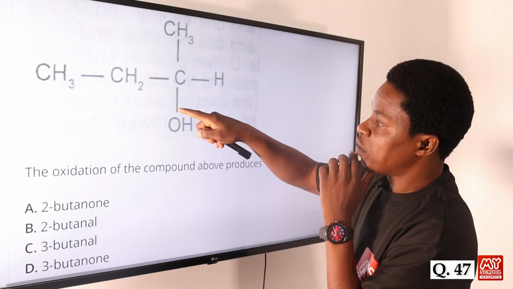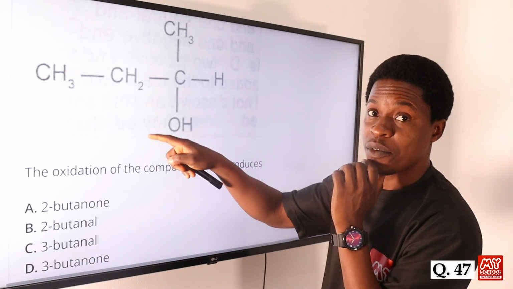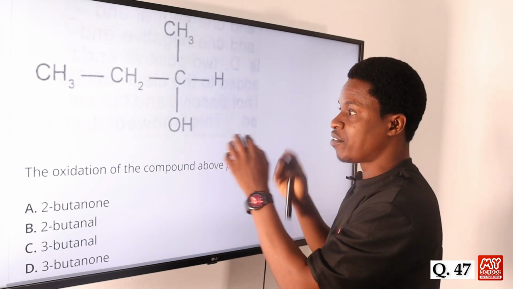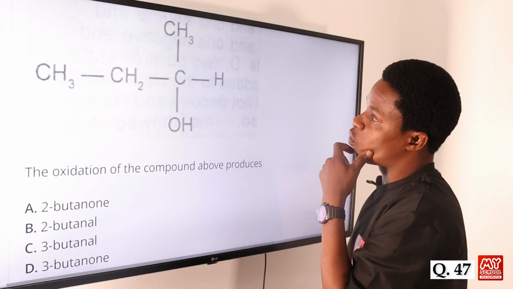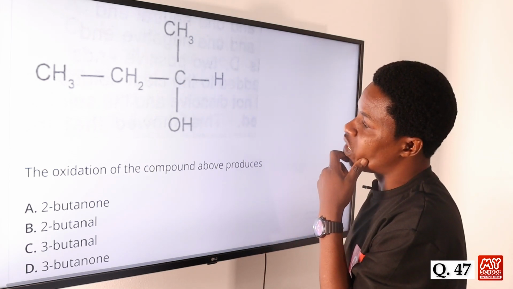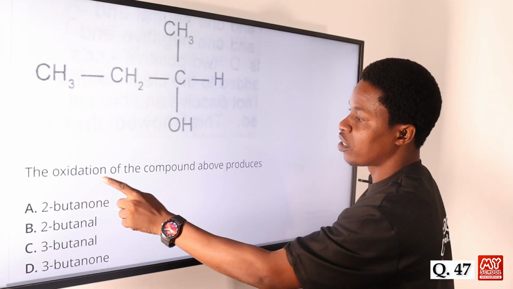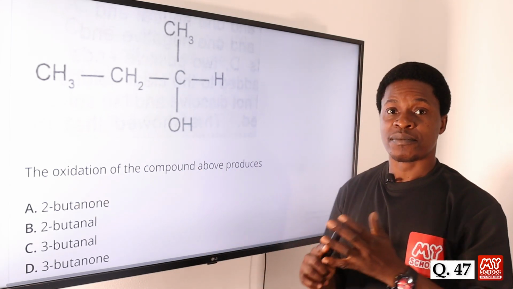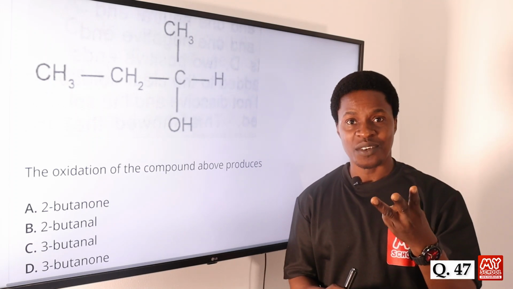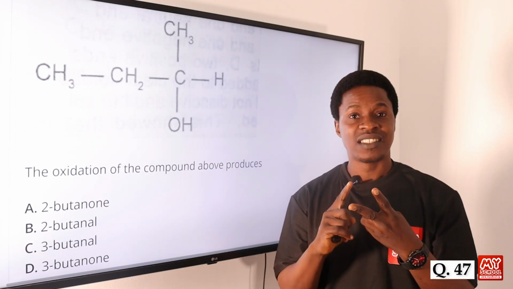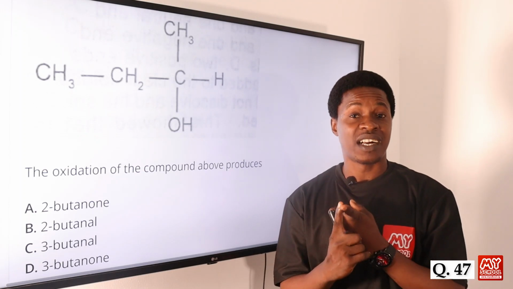We have CH4, which means this is an alkanol, because we have an OH group here, a hydroxyl group attached to this carbon atom. But we must first understand what type of alkanol this is, because the question says oxidation. Usually we have three types of alcohol or alkanol: primary alkanol, secondary alkanol, and tertiary alkanol.